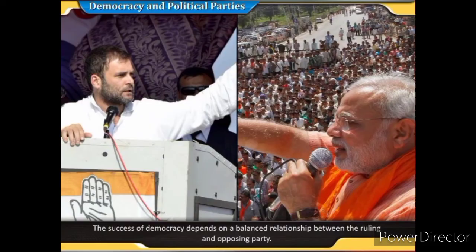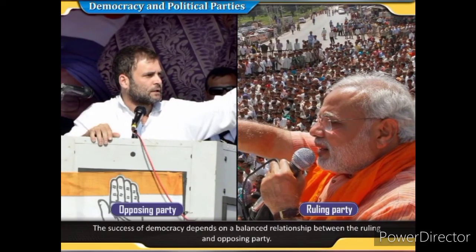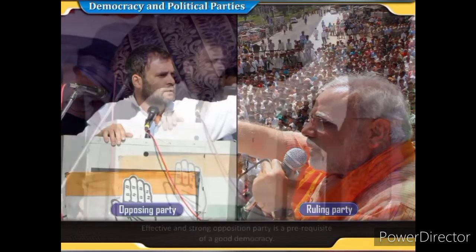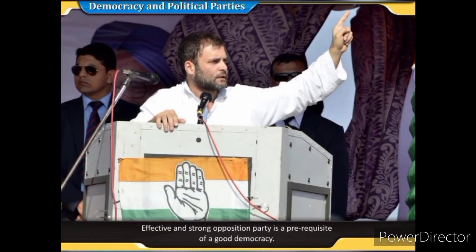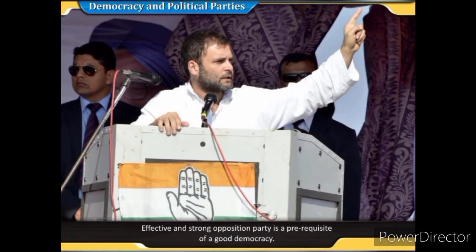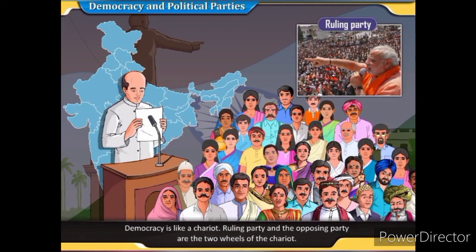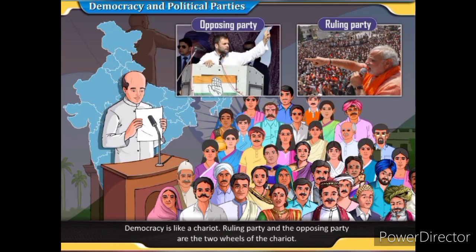The success of democracy depends on a balanced relationship between the ruling and opposing party. Effective and strong opposition party is a prerequisite of a good democracy. Democracy is like a chariot. Ruling party and the opposing party are the 2 wheels of the chariot.